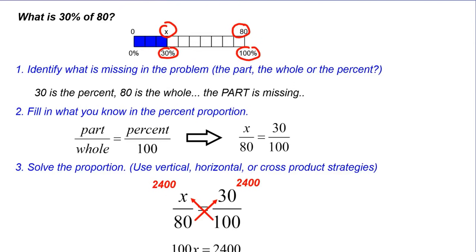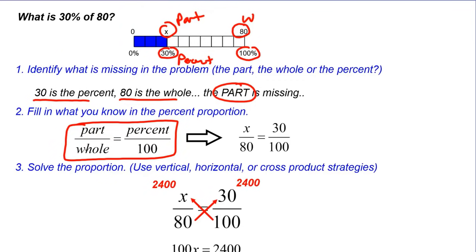So identify what's missing in the problem. Well, this is the whole, and this is the percent. So the part is missing. How much out of the whole? That's what we want to find out. So what's missing? 30 is the percent, 80 is the whole, so the part is missing. So here is my percent proportion. So I know the whole and I know the percent, and the part is missing. I don't know. So I filled in what I knew here. So this 80 is the whole, and the 30 is the percent, and that goes there, and it's always out of 100, so that'll always be 100. And then I put an X here because I don't know the part that's missing.